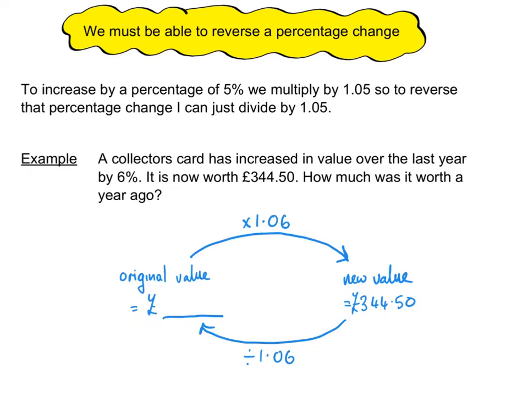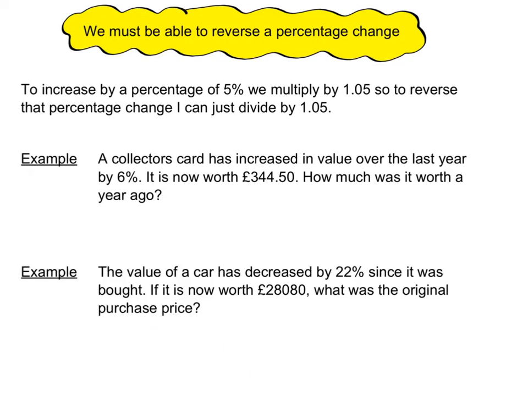So let's now have a look at how we would write this out. So we're going to take our £344.50, which is our new value after the percentage change has already taken place, and we're going to reverse that. So we would have multiplied by 1.06 to change it to 344.50. So to change it back again to the previous value, we're going to do the opposite, divide by 1.06. On my calculator, that gives me £325.